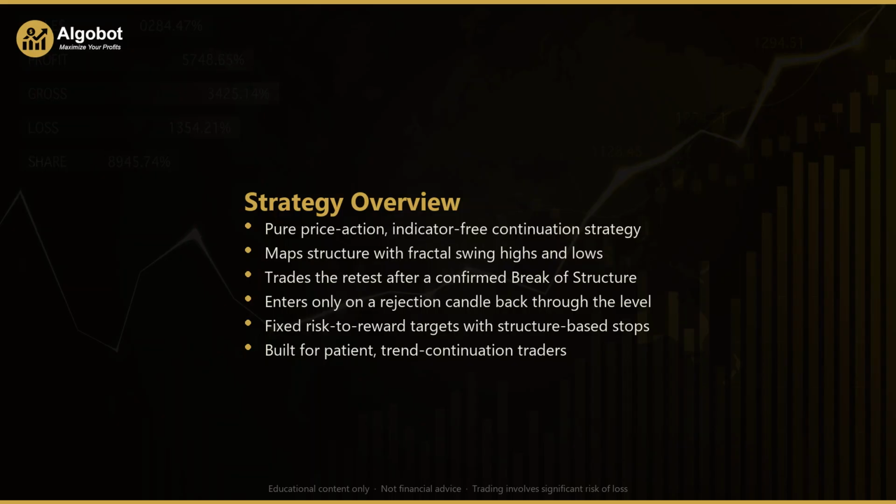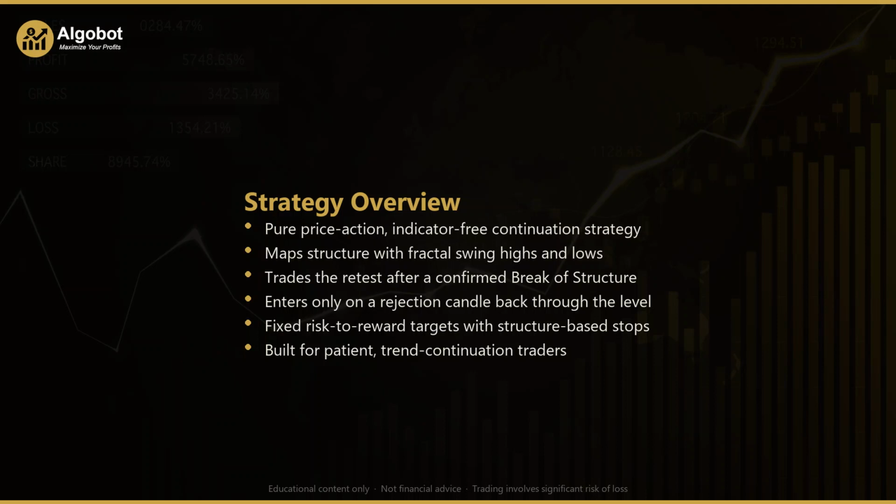The strategy begins by mapping market structure. It identifies swing highs and swing lows using something called fractal pivots. A swing high is simply a candle whose high stands taller than the candles immediately around it, and a swing low is the mirror image. These pivots become the reference points that define the trend.